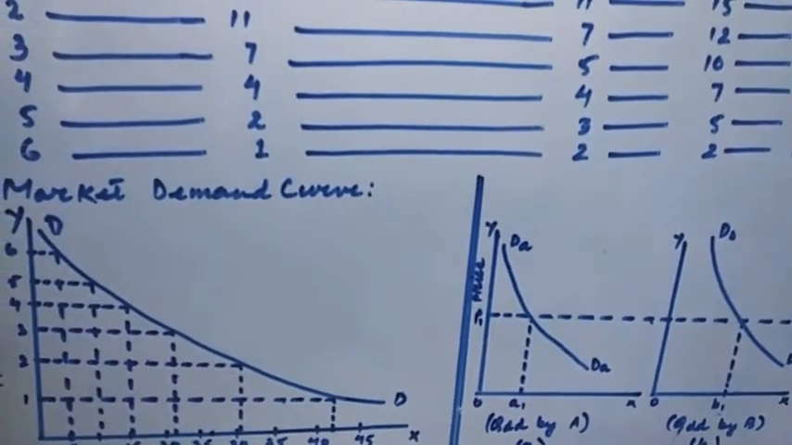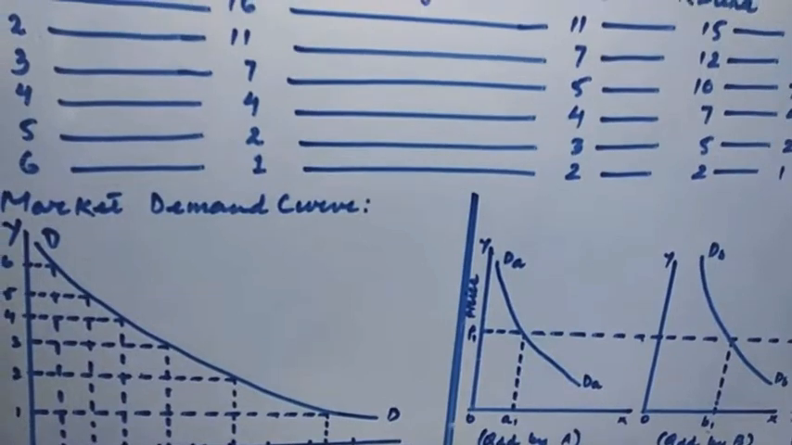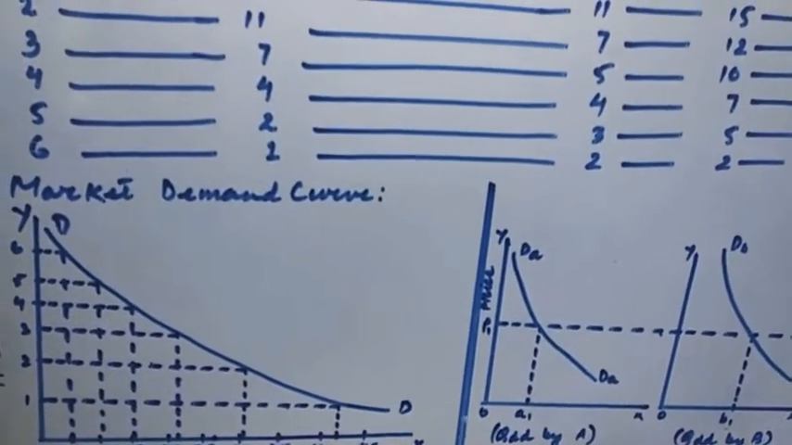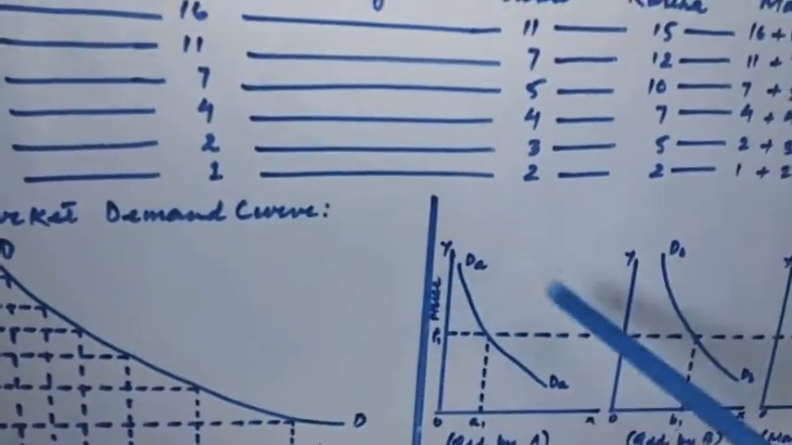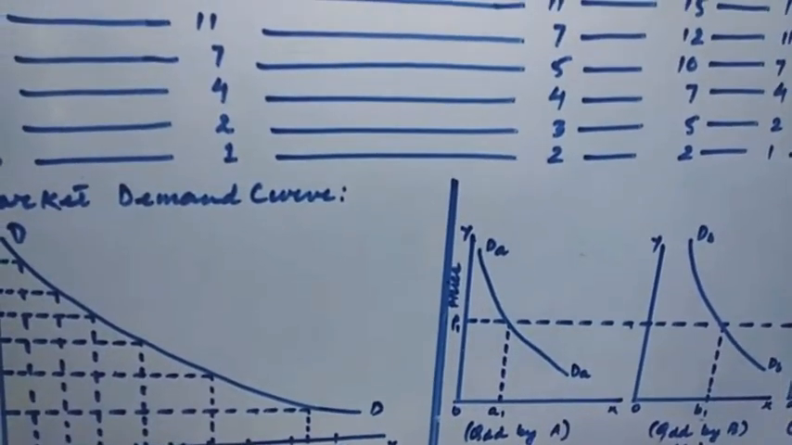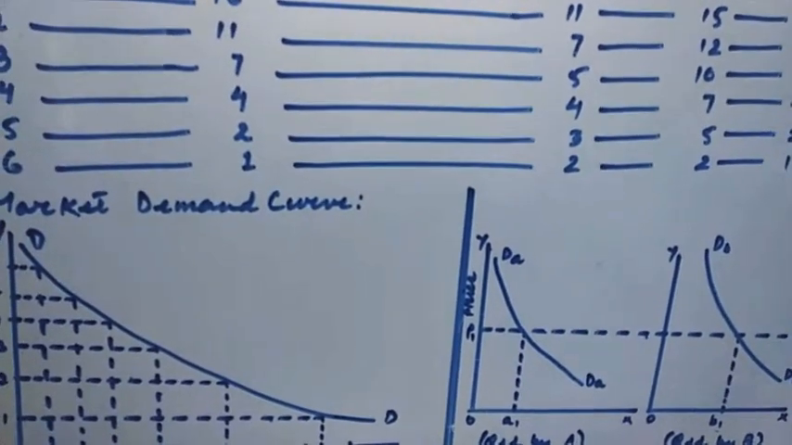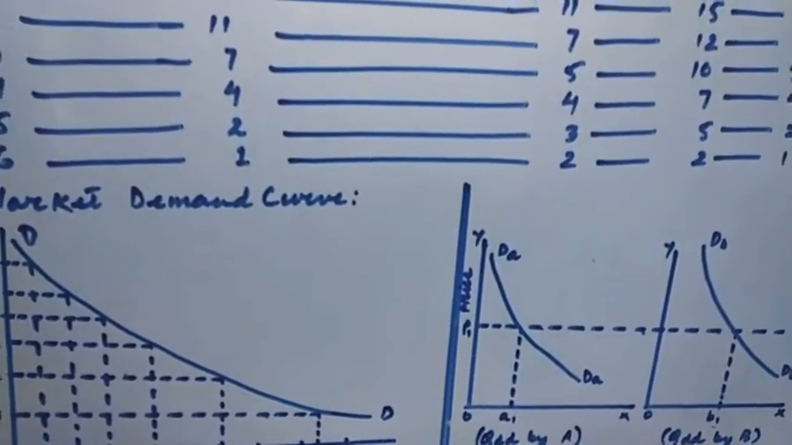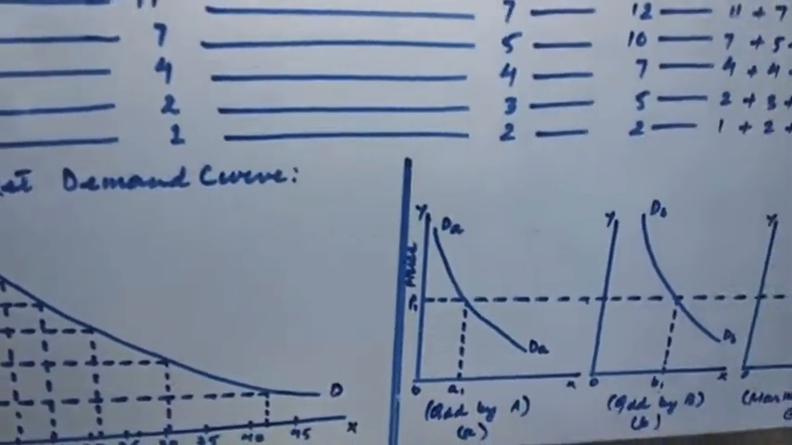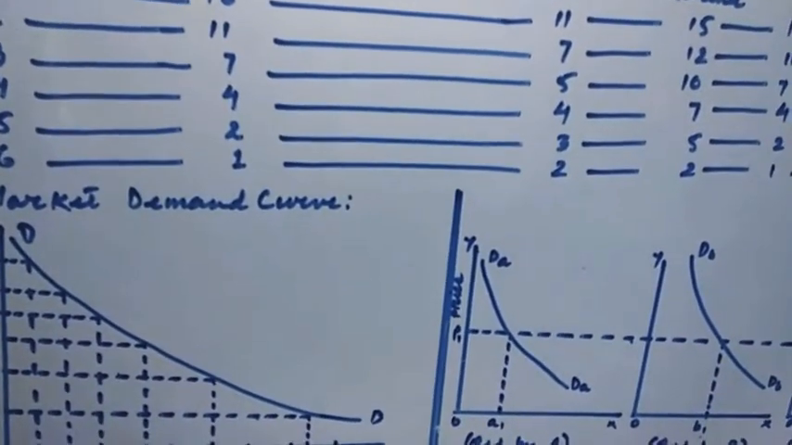So to get a market demand curve from the various buyers or consumers, the market demand curve slopes downward, as we see here. It always slopes downward towards the right, since the individual demand curves, whose lateral summation gives us the market demand curve, also slope downward.